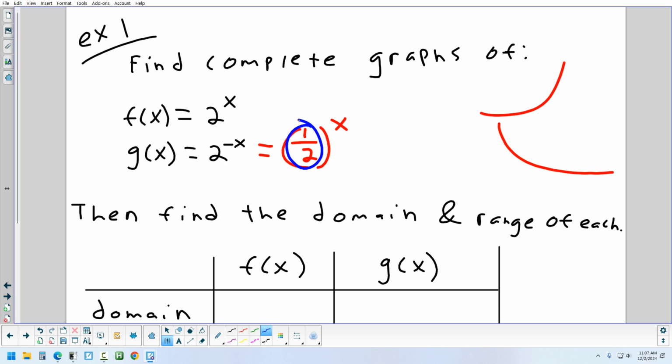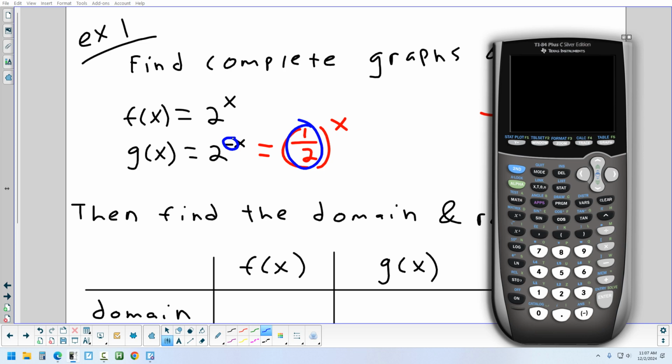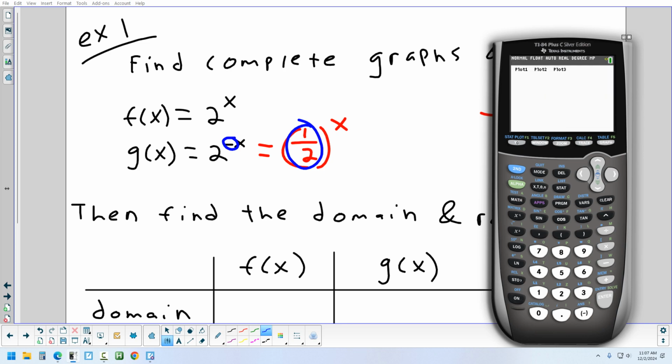So if I asked you what the base was for f of x, what would you say? 2, and you'd be right. If I asked you what the base was for g of x, and you said 2, no, it's not 2 because of that negative. The base is 1/2. So we always want to get rid of that negative. All right, let's graph each of those and see what they look like.